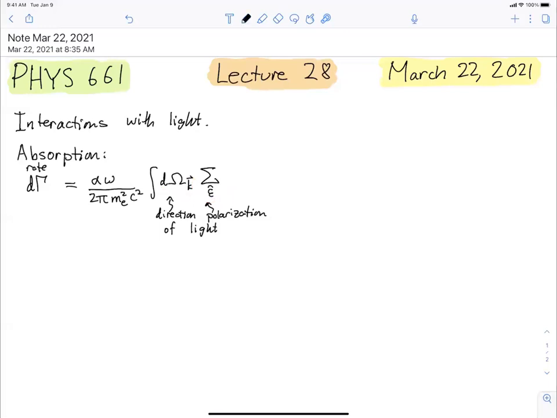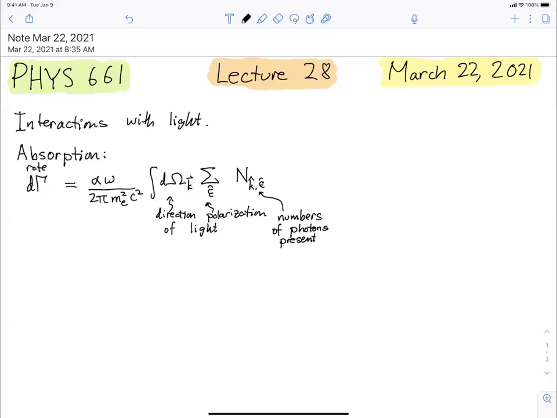And then there were various different ways we wrote this, but one way involves the number of photons present in that mode. Professor, could you please repeat why it has to come inside the integral? It's because the polarization depends on the direction that the wave is moving. Oh, okay. So this n is the number of photons that are present.